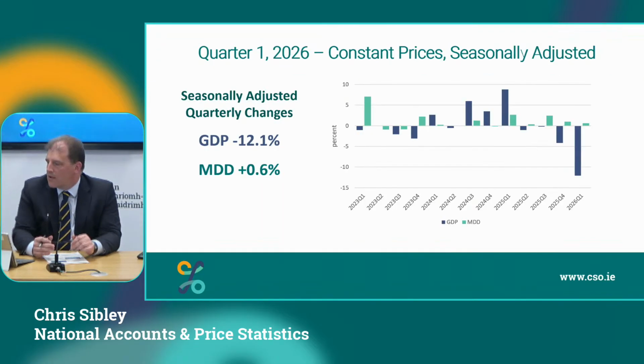So looking at two sides of the economy, there's the GDP number in the blue bar and the domestic side, modified domestic demand, in the green bar. What we're looking at today, that big fall in GDP, is the unwinding of that activity we saw at the end of 2024 and mostly in 2025. So those large increases there.